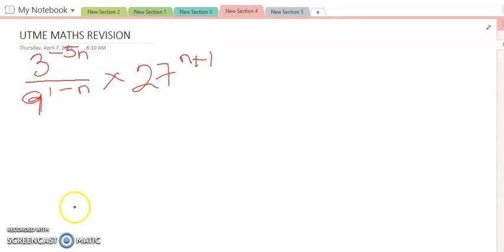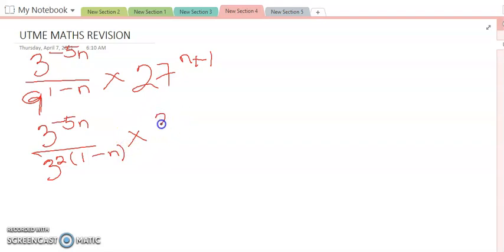They ask us to simplify. If you look at this question, you have 3, 9, 27. But 9 and 27 can be expressed in form of 3. So I can have 3 raised to power minus 5n divided by 3 raised to power 2, which is the same thing as 9. Then I'll open a bracket. I have 1 minus n. I close the bracket. Then times 27 will be 3 raised to power 3. I open a bracket, n plus 1.